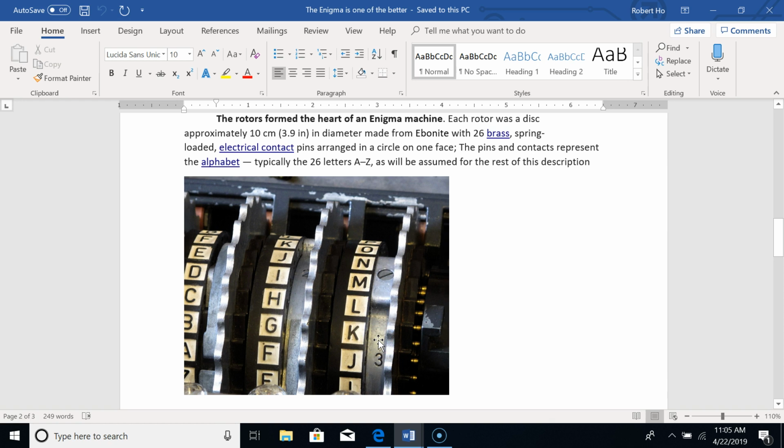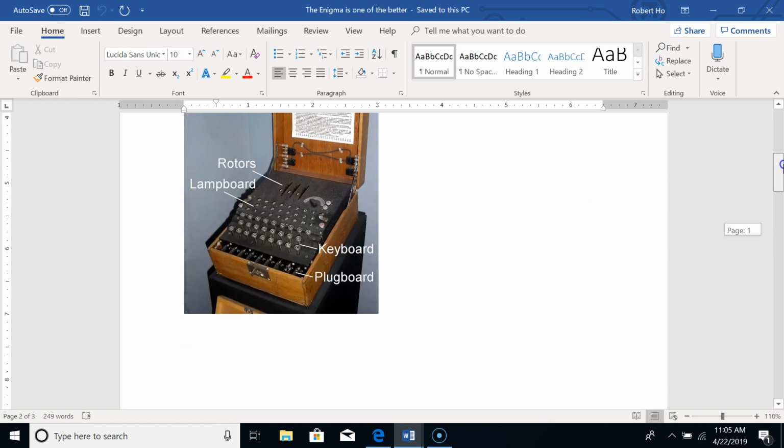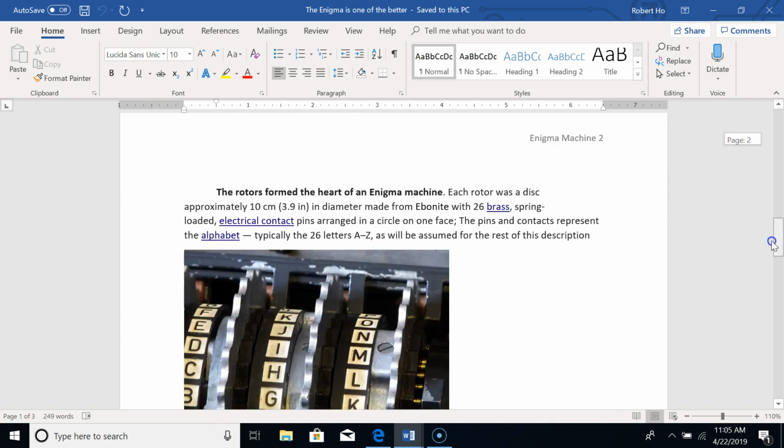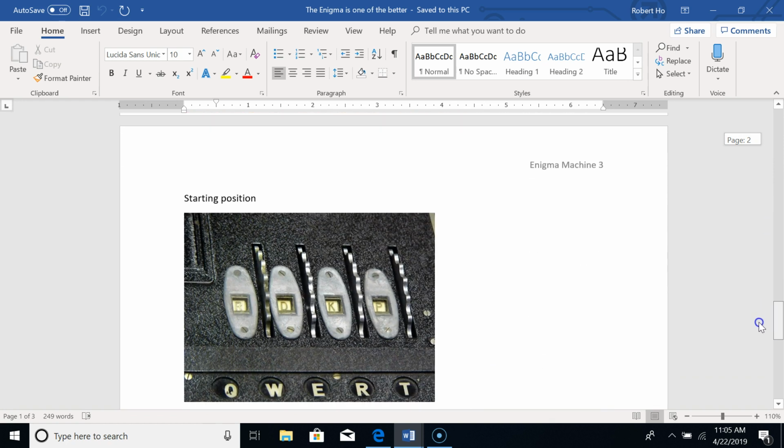So we have three rotors here. Sometimes they have four or five, but the minimum is three. This is called rotor one, rotor two, and rotor three. It has alphabetical order A to Z. The rotor starting position is here. In this figure, I have four rotors, but assume that we have only three. So the starting position is D, B, D, K, and P. That's the starting position.